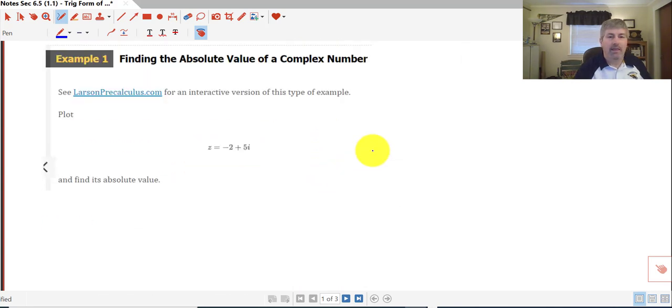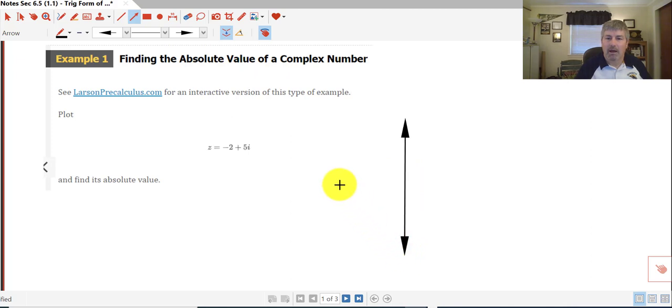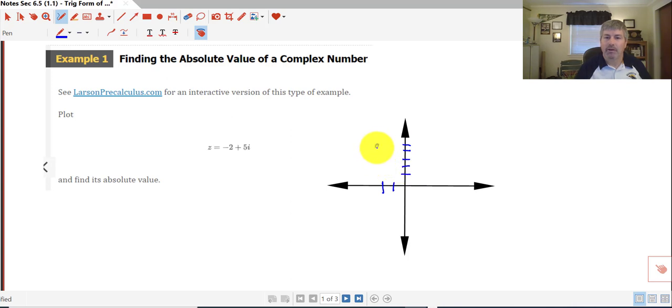So if we want to find the absolute value of a complex number, our complex number here is z. It's negative 2 plus 5i. If we wanted to find that particular location on our imaginary coordinate plane, we might look at that as negative 2 on the real part and 5i, 1, 2, 3, 4, 5, on the imaginary part, and we could plot that. So our distance is our distance r from the origin to our particular point.